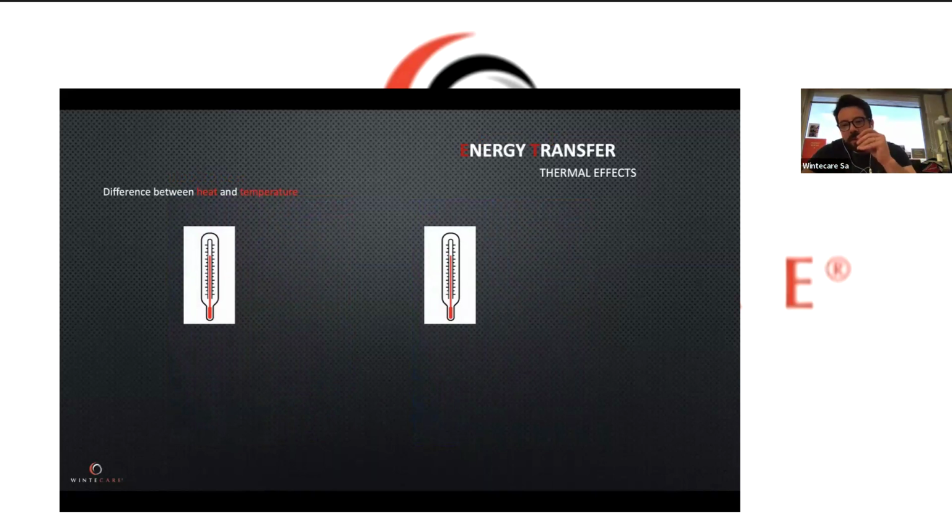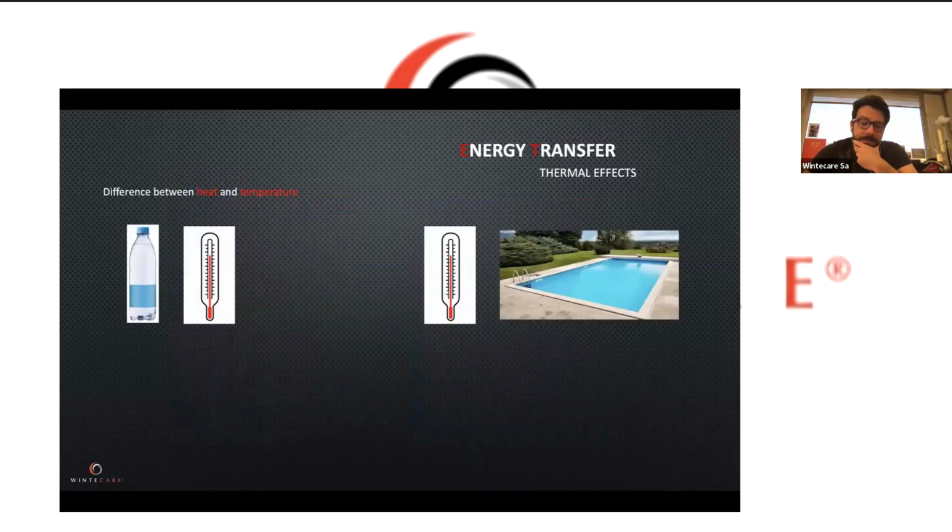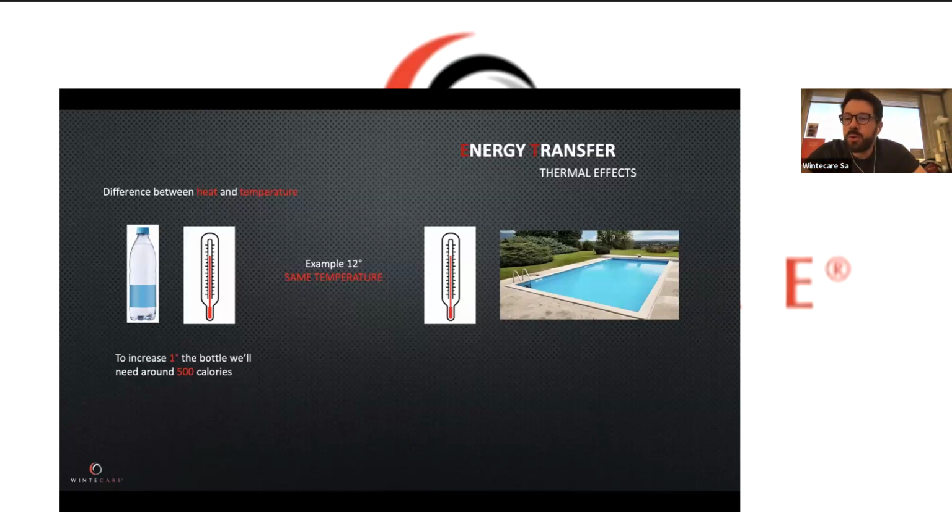On this topic, just a quick note about temperature. Take into consideration a bottle of water and a pool, okay? The two can be at the same temperature, 12 degrees, okay? Same exact temperature. What if I want to increase the temperature by 1 degree of the bottle? We need just 500 calories. That means more or less 1000 joules, more or less. Okay, so with a T plus it is something that can be reached really in a few seconds.